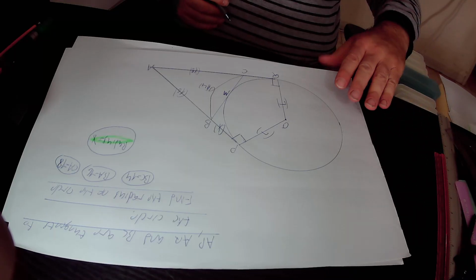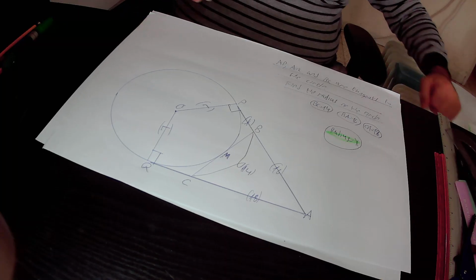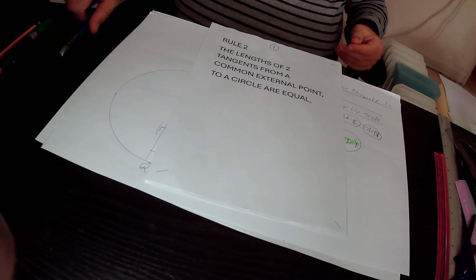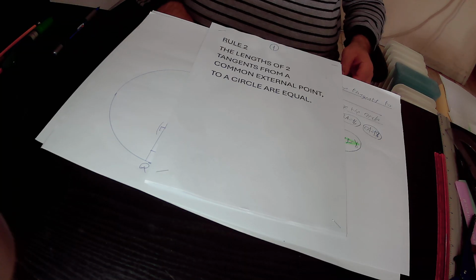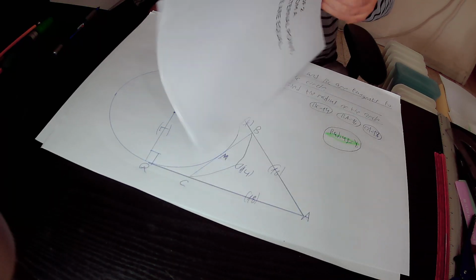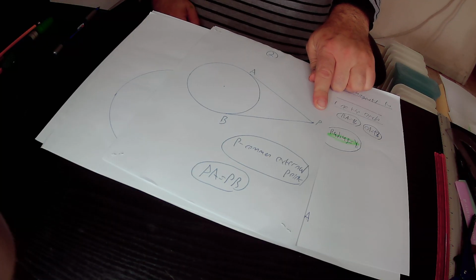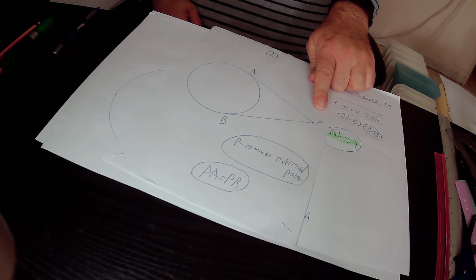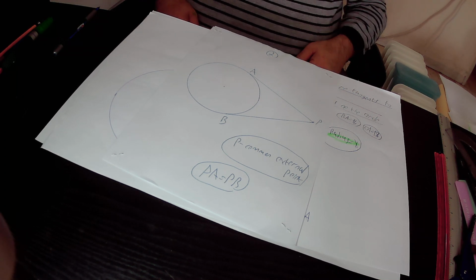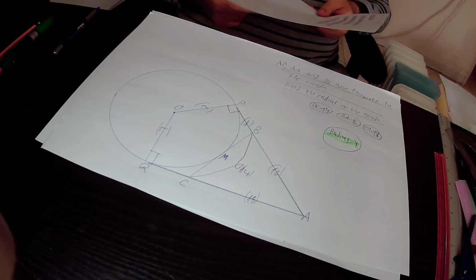Here we can implement rule 2. According to rule 2, the lengths of 2 tangents from a common standpoint to a circle are equal. In the drawing, we have a circle. This is the common standpoint, point P. From this common standpoint, point P, we have 2 tangents to this circle, tangent PA and tangent PB. And according to rule 2, they are equal to each other. That is to say, PA equals PB. So we can implement rule 2 in our drawing.